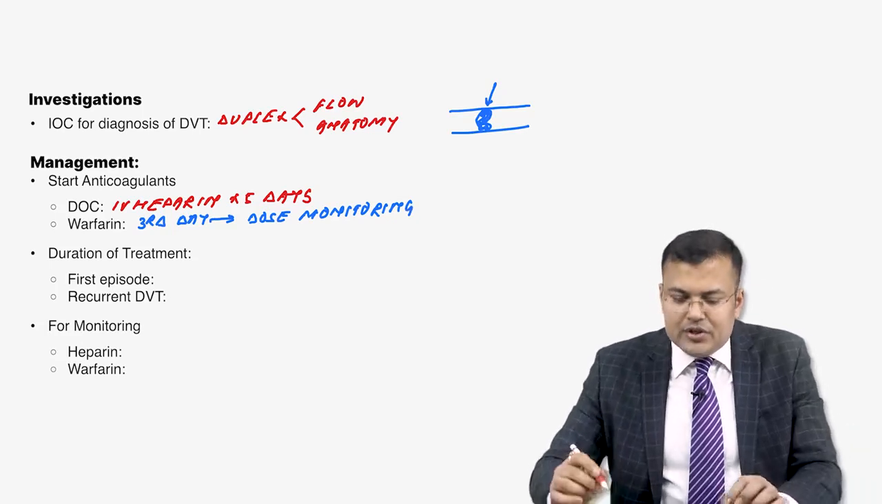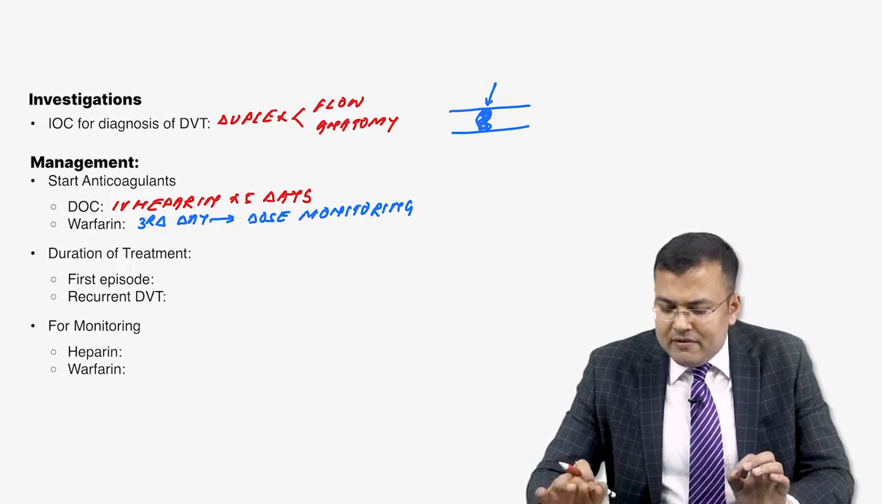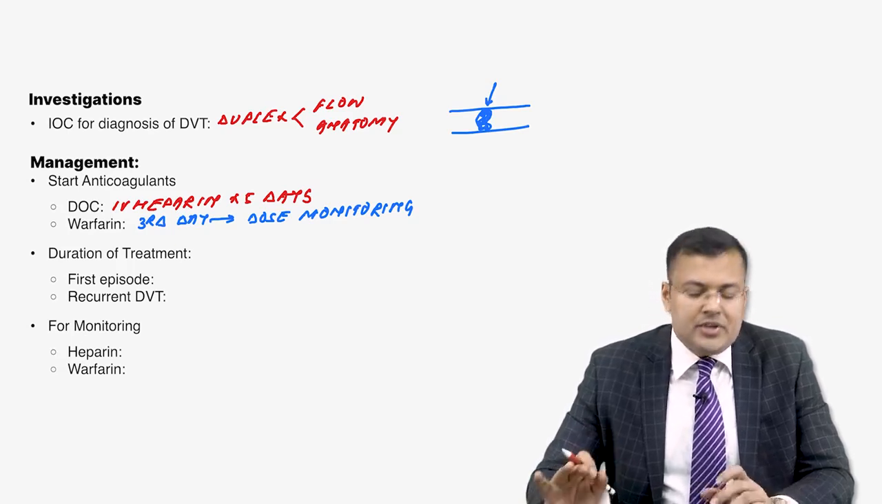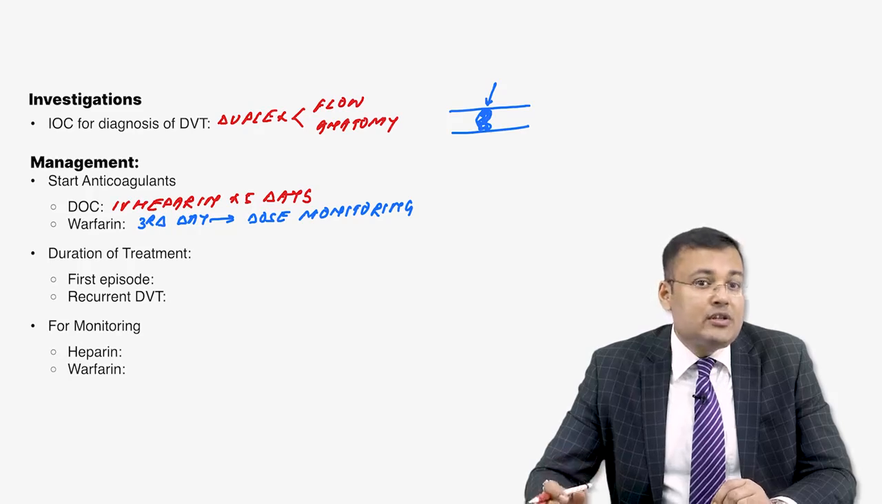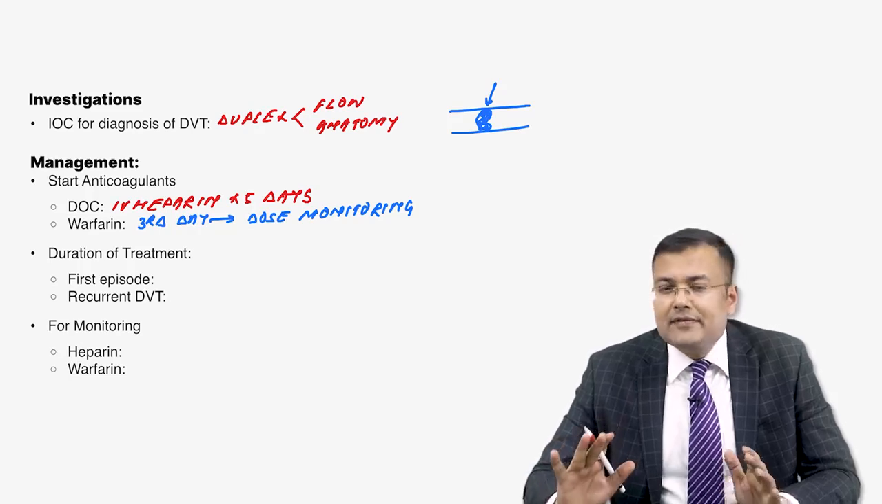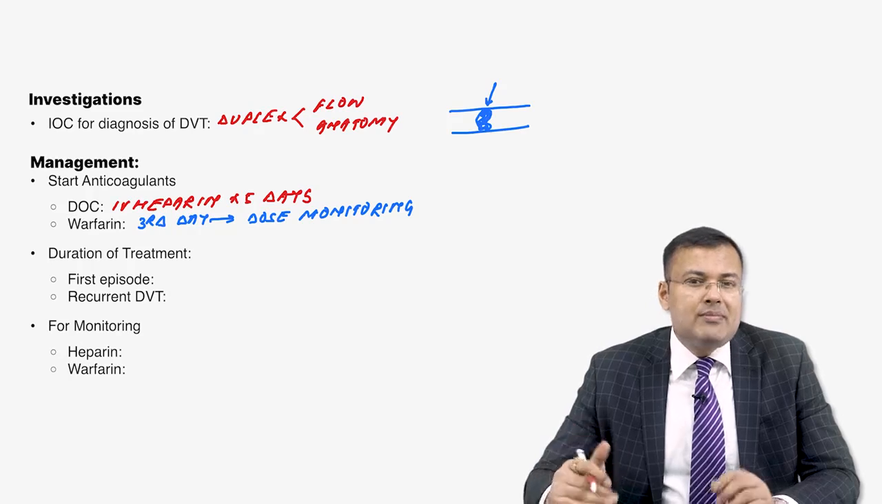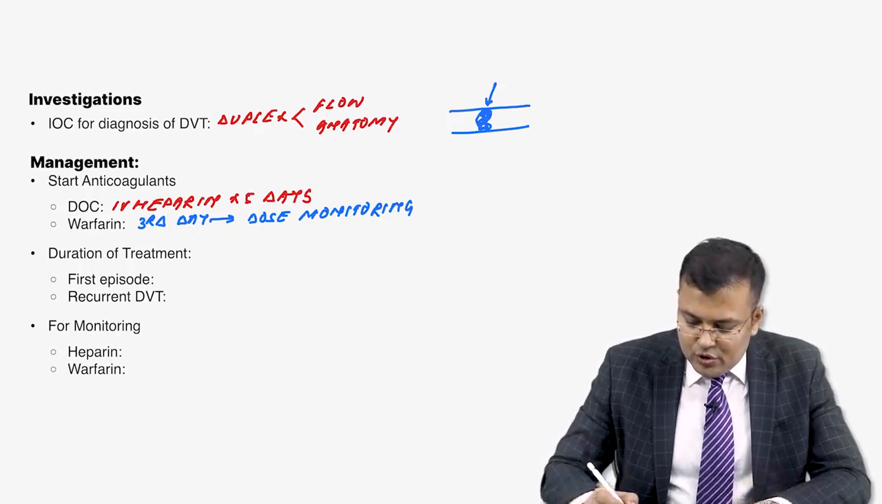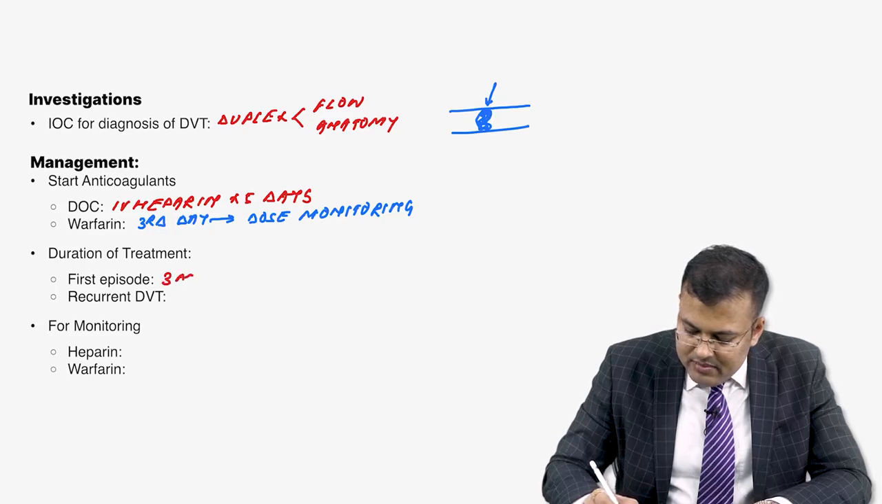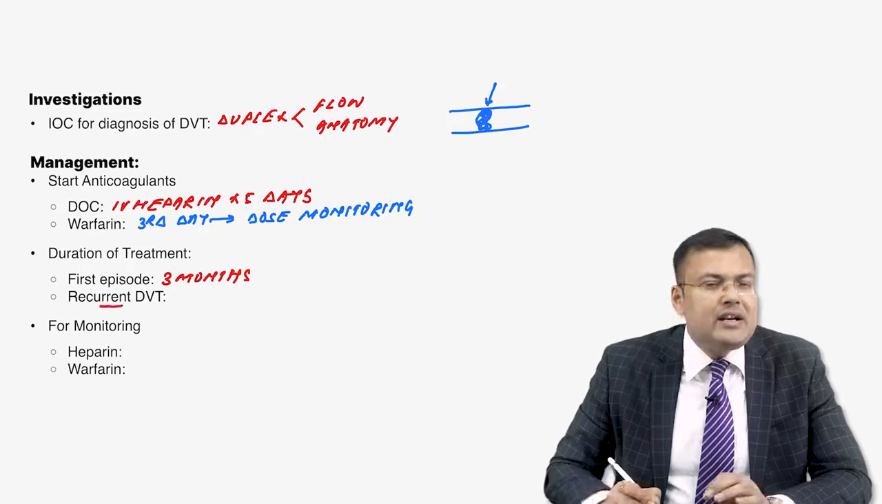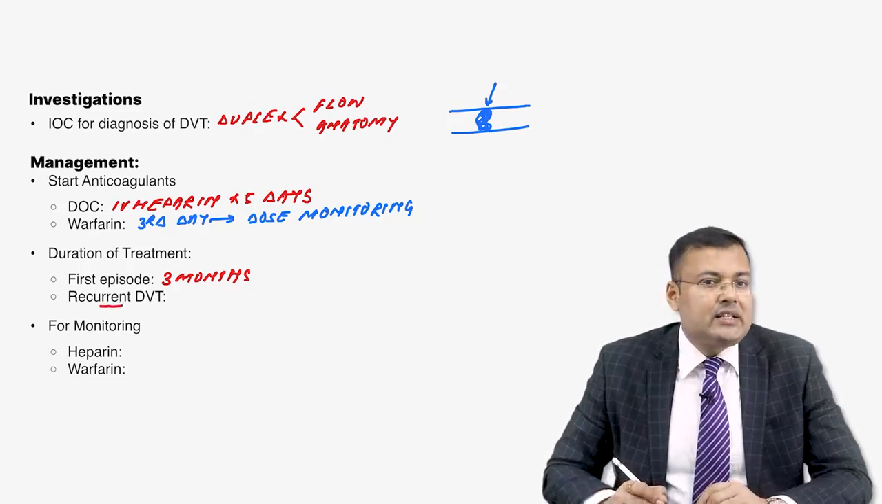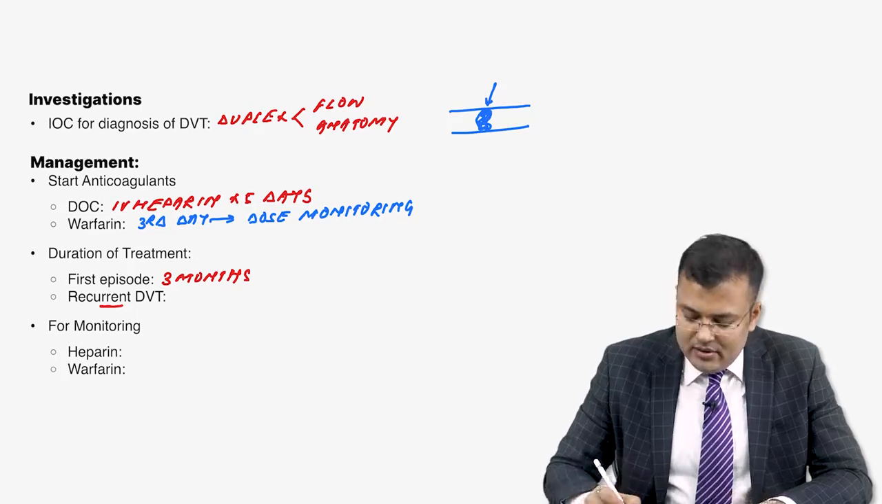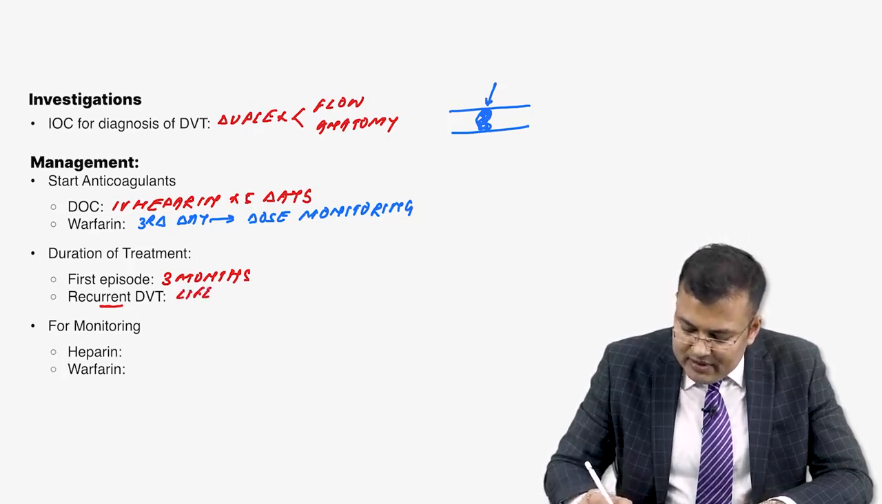Next, what is the duration of treatment? If the patient is having the first episode, the minimum treatment time of anticoagulation should be 3 months. And if the patient is having recurrent DVT, in these cases we go for lifelong treatment. So lifelong anticoagulant should be given.